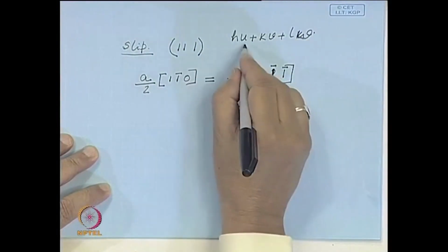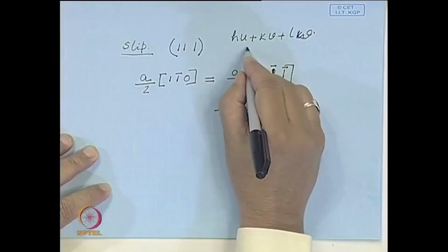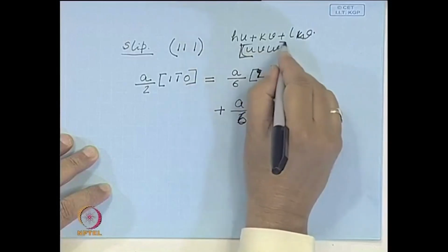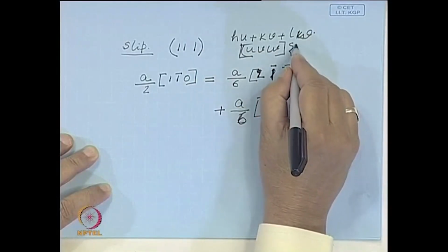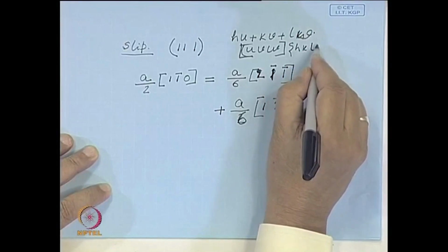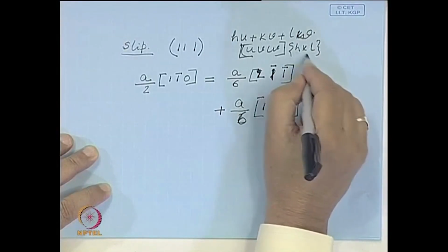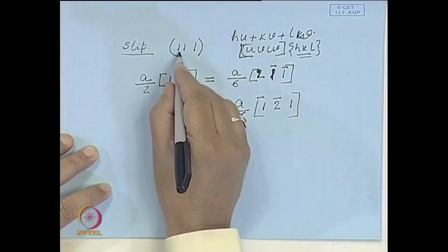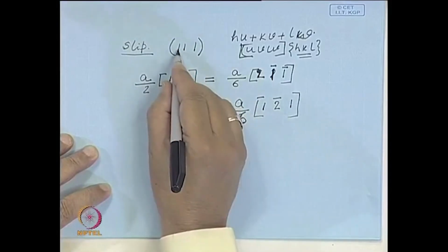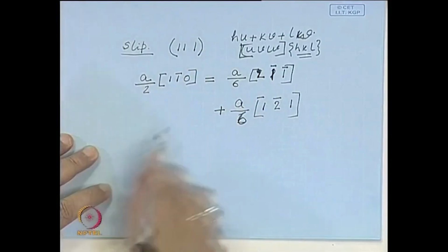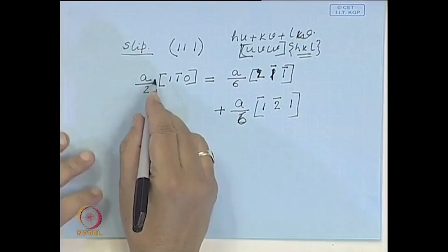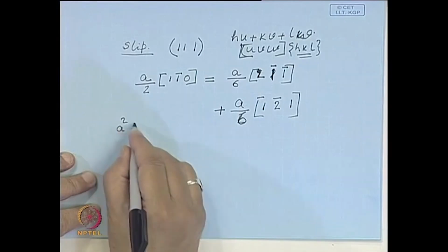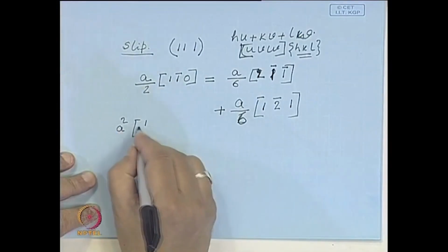where uvw represents the direction and hkl represents the plane. Now, you check that this must lie on this plane, and this also lies on this plane. Now, is this reaction possible? How do you find out? You again do the same thing. This will be a square, 1/4, 1/4, 0.